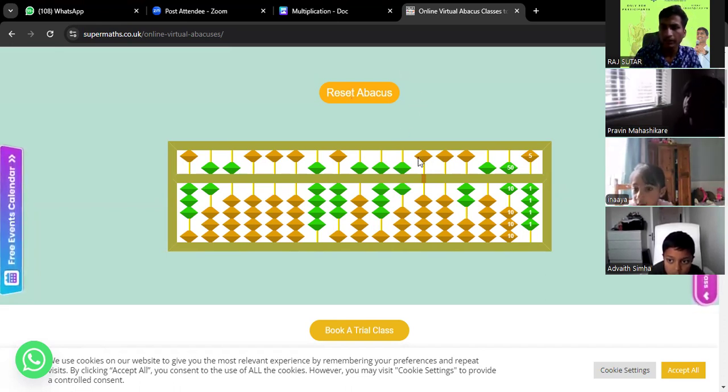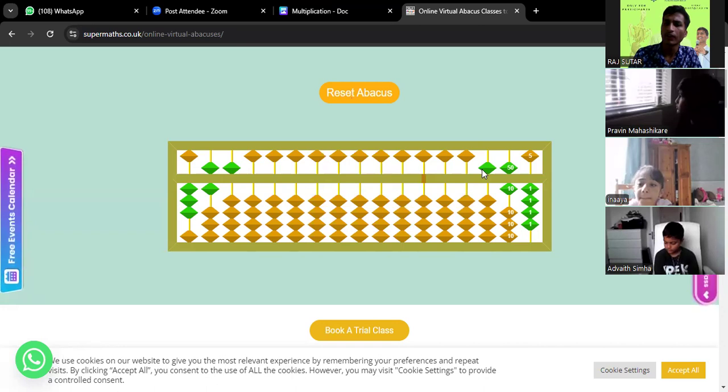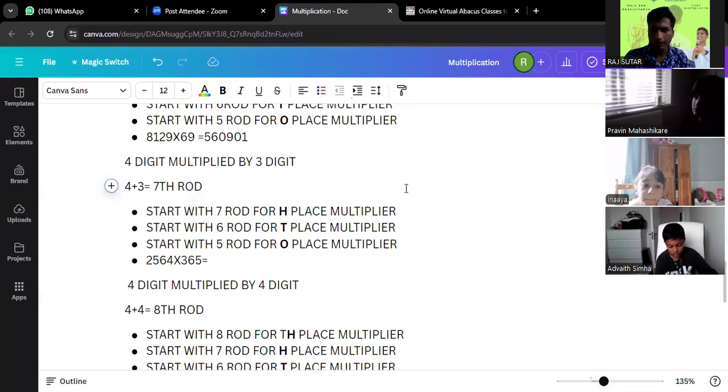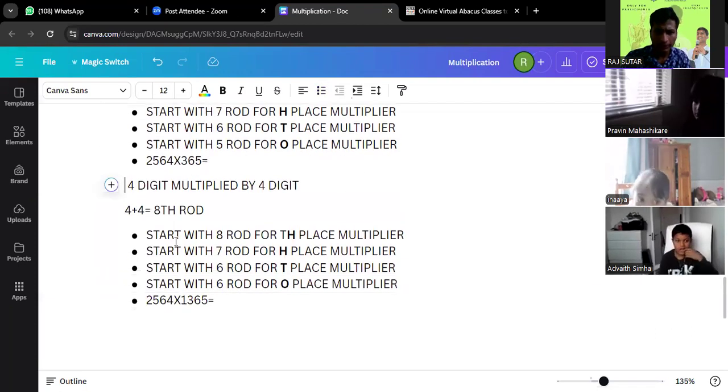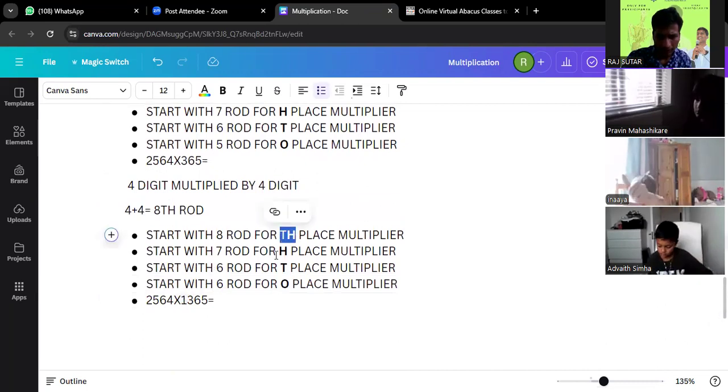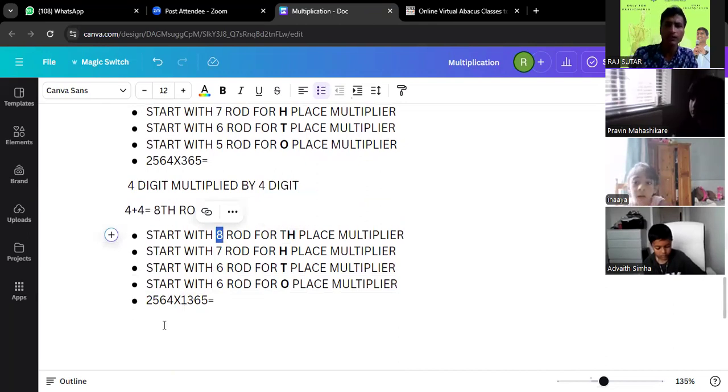Getting it, Inaya, Pranil? Now it is the same for everything, children. For 5-digit multiplied by 2-digit, 3-digit multiplied by 2-digit, 1-digit multiplied. See the placement. Are you understanding the placement? If you start with the thousands rod multiplier, which rod do you start writing the answer on? 8th rod. Understand the rods where we have to write the sum, children.